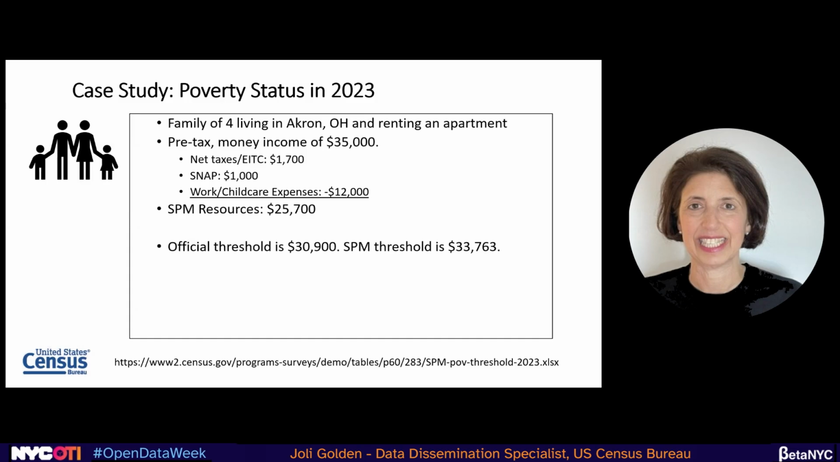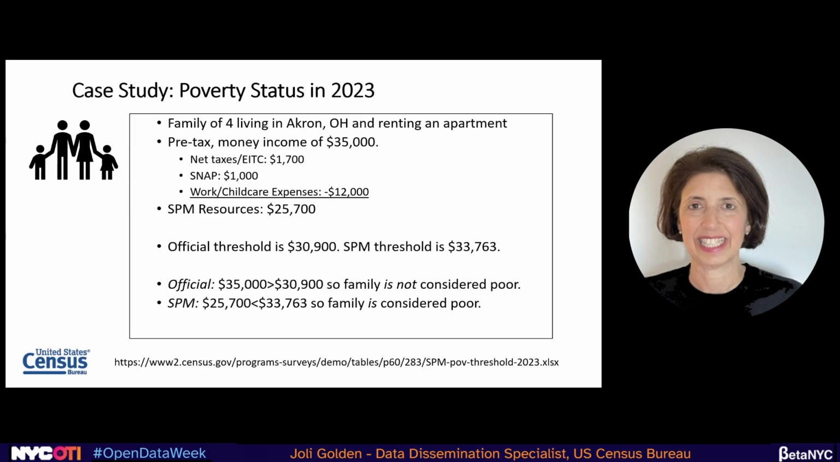The supplemental poverty measure threshold is $33,763. So according to the official poverty measure threshold, this family has $35,000 in pre-tax money income, and that's greater than the official poverty measure threshold. So that family is not considered poor in this instance. For the supplemental poverty measure, they have $25,700 in resources, which is less than the supplemental poverty measure threshold. So the family is considered poor under that supplemental poverty measure rate.